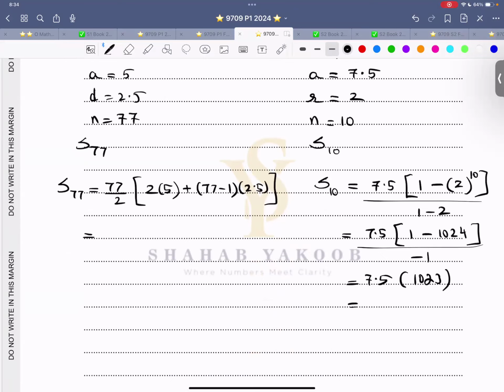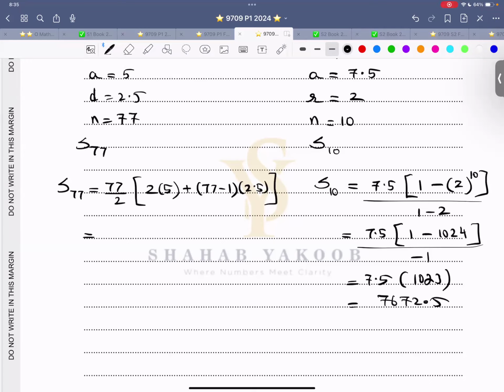So let me use the calculator a bit. Now 7.5 multiplied with 1023. This is coming out to be 7672.5. 7672.5, all good.